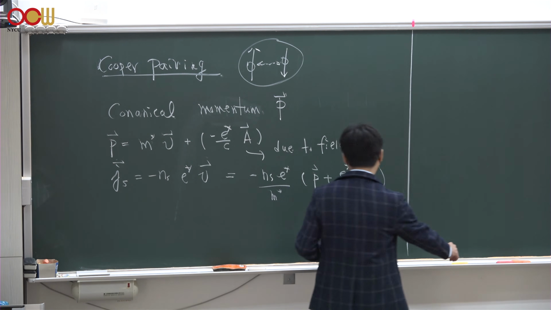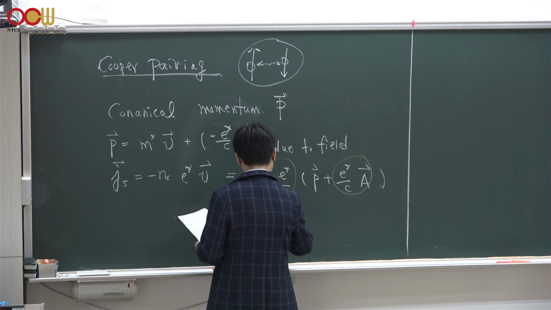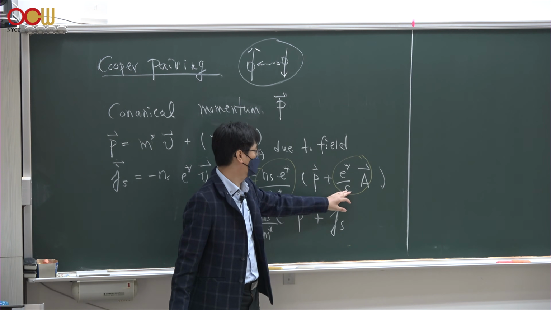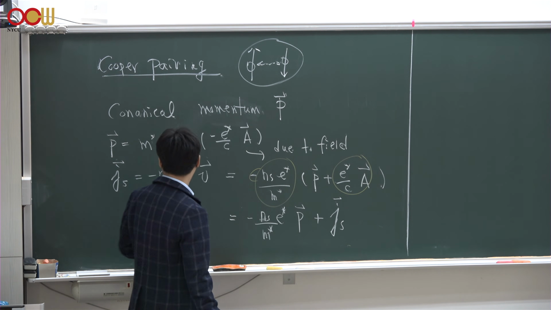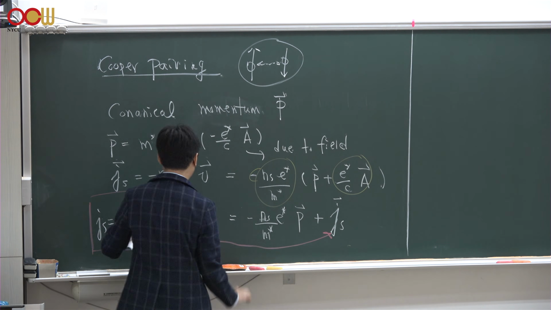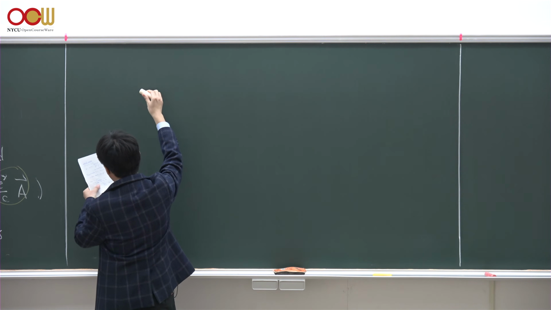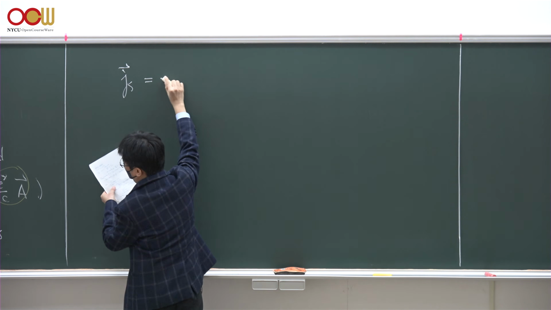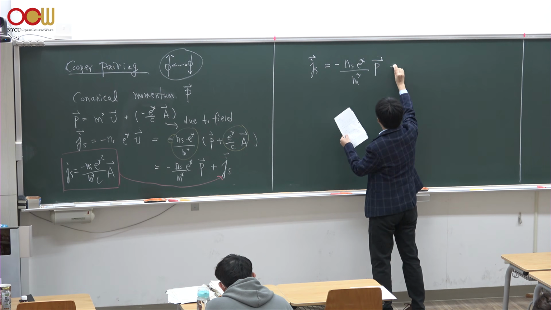But what is the second term? We immediately recognize that the second term is nothing but the supercurrent because of the London equation. The second term is linearly proportional to the vector potential A, and if you multiply all this prefactor, including the minus sign, this is precisely what the London equation is telling us. If I compare the left-hand side and the right-hand side of the equation, I get J_s on the left-hand side given by minus n_s e star over m star times the canonical momentum p plus J_s.